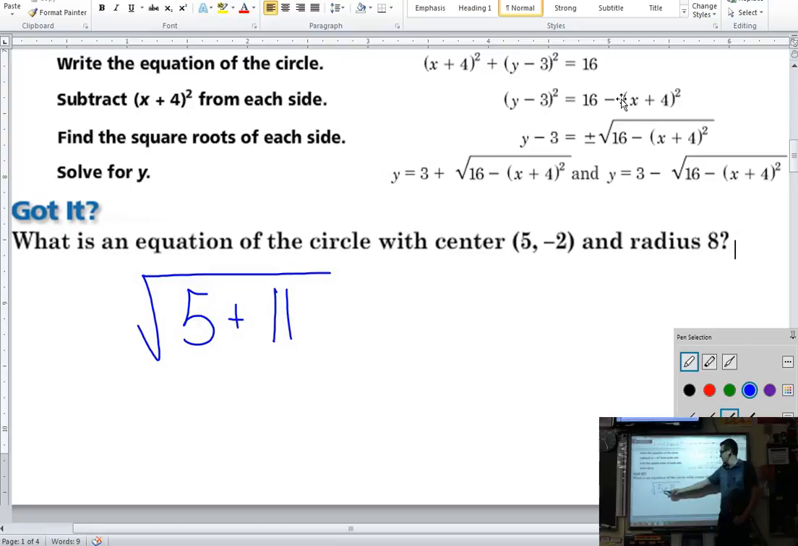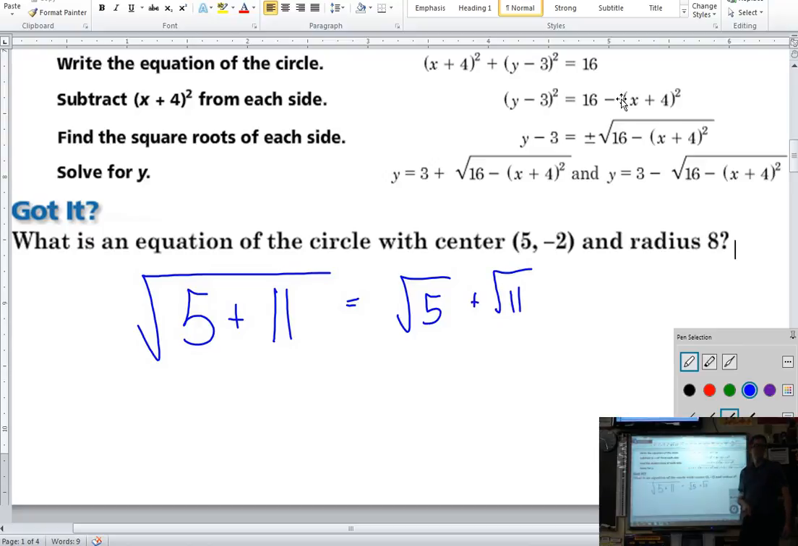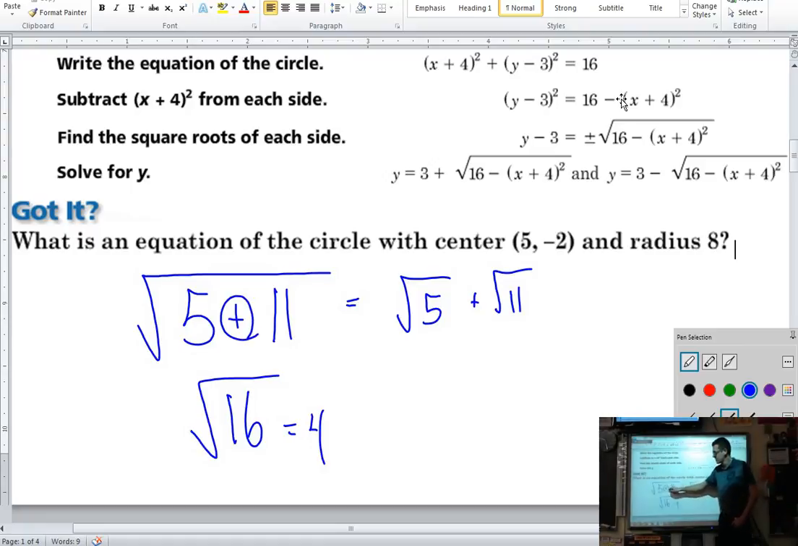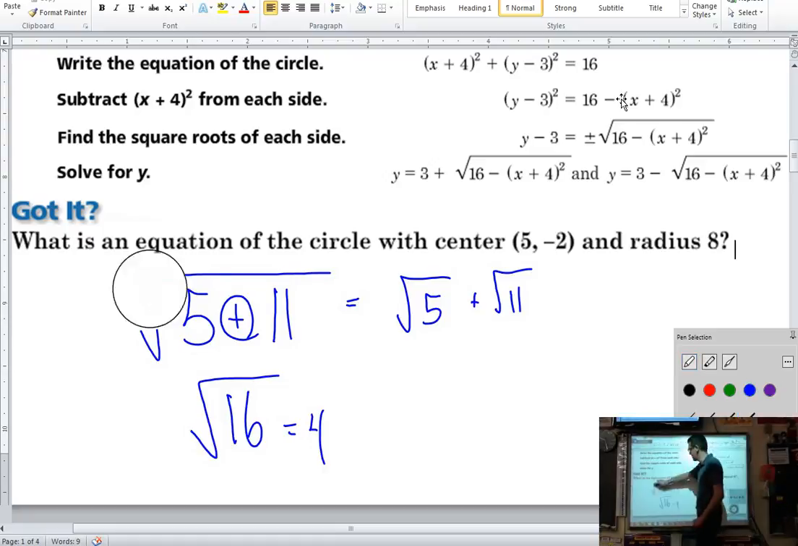Right? So you have x plus h and y minus k, or x minus h and y minus k. And some of you are trying to say, well, we can do this. Well, this is 16. The square root of 16 is 4. If I square root 5 and I square root 11, this does not work. We cannot do this. We're not allowed because of the addition. If these were multiplied, this would be different, and we could. But we cannot do this.